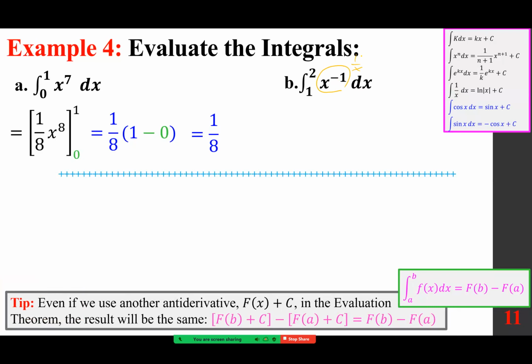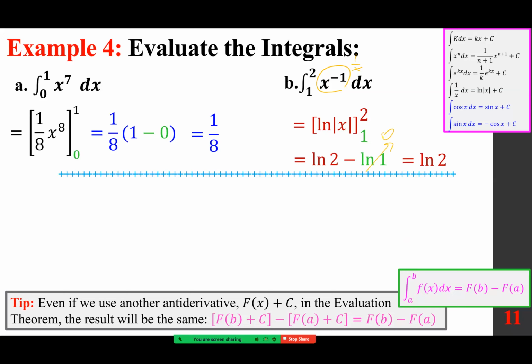So the answer is ln x, and I'm going to put it in absolute value. This means, and I'm not going to write the constant because the result is a number, ln of 2 minus ln of 1. As you know, ln of 1 is 0. The answer is ln 2, and ln 2 is an exact answer. Keep the exact answer, everybody.